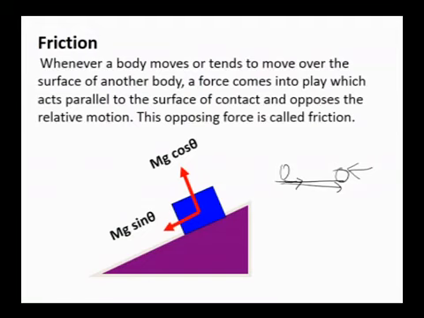Whenever a body moves or tends to move over the surface of another body, a force comes into play which acts parallel to the surface of the contact and opposes the relative motion. This opposing force is called friction.